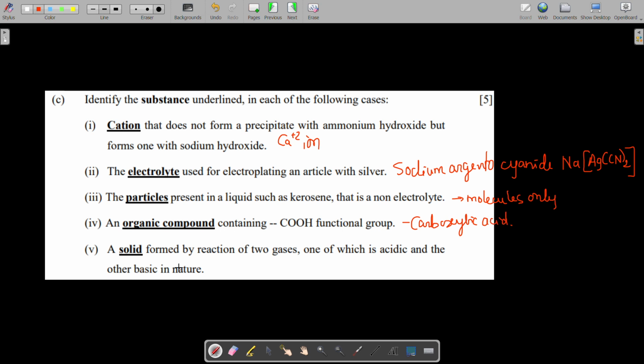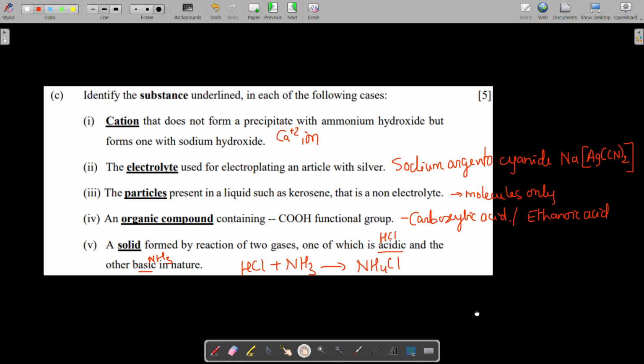A solid formed by the reaction of two gases, one of which is acidic and the other basic. Acidic gas is HCl, basic gas is NH3. When HCl and NH3 combine, they will form the solid ammonium chloride. So you have to write the name ammonium chloride. Organic compound containing COOH functional group: I have written carboxylic acid. You can also write any name like ethanoic acid, methanoic acid, any organic compound containing a COOH group.